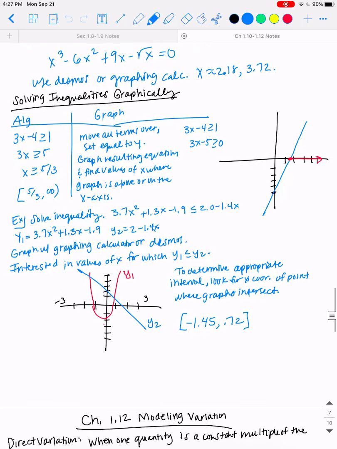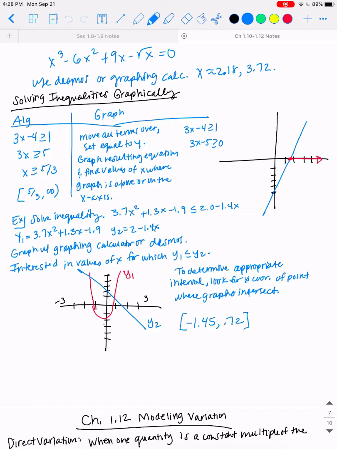So solving inequalities graphically. Algebraically, we would have 3x minus 4 is greater than or equal to 1. We would get the x by itself, and then we got x is greater than or equal to 5/3, and we would include 5/3, and then it goes from 5/3 to infinity.